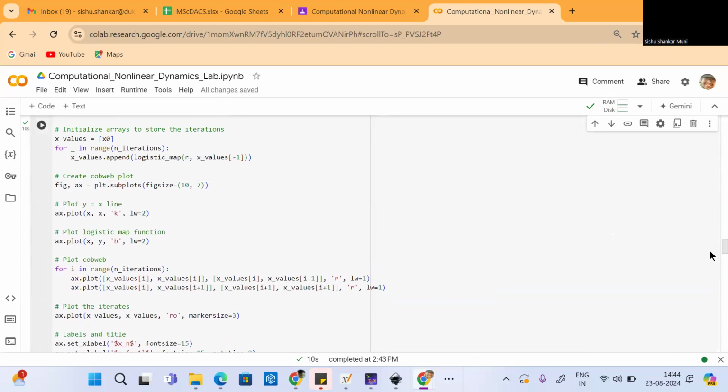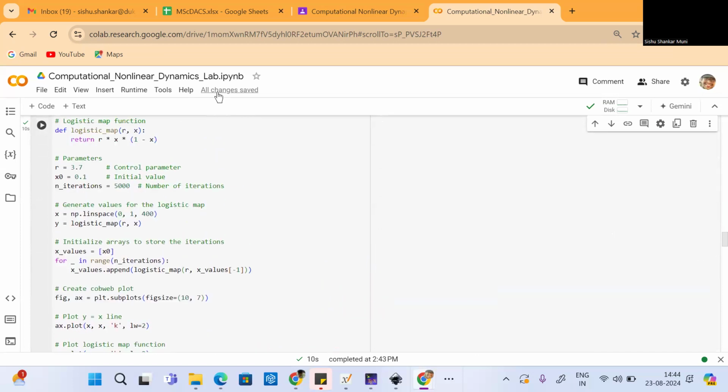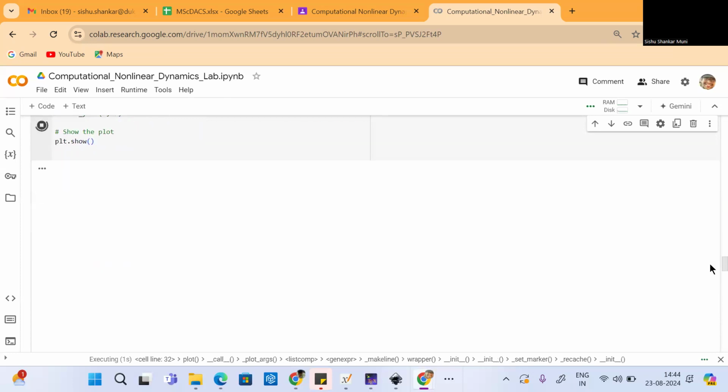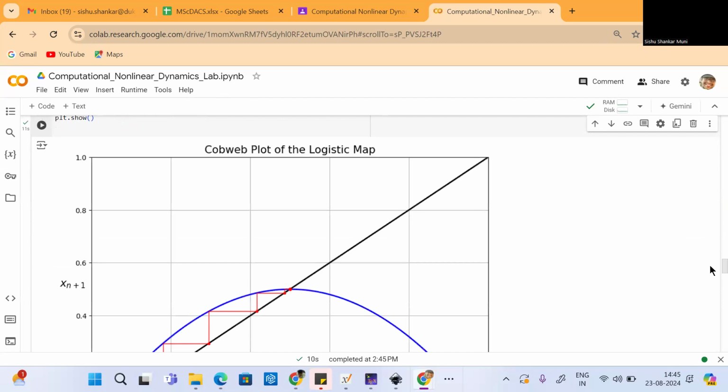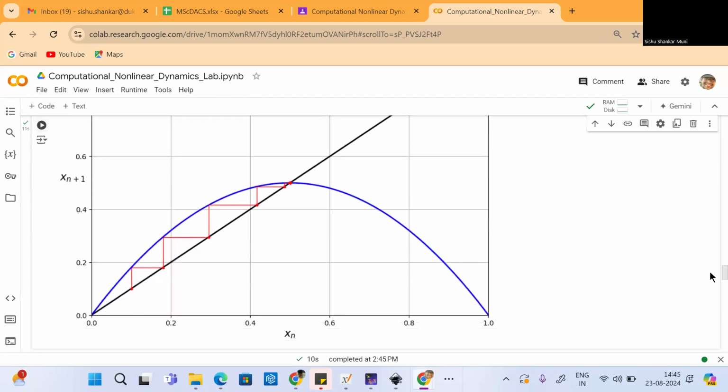Any other point? At 3.7 we went too far. Can we take some other point? Let us see what we get at r equals 2. I have taken r equals 2, but instead of 100 iterations, I have taken 5,000 iterations. Can you see now? Even with 5,000 iterations, it is converging to the fixed point because a fixed point exists there. Slowly, we have to increase the r value.